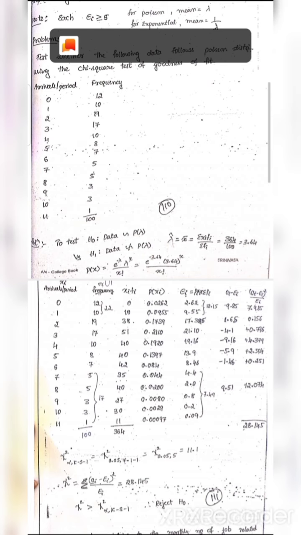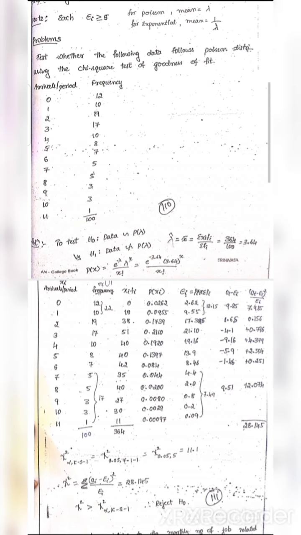So the first one you can see here, 0 into 12 is equal to how much? 0. 1 into 10 is nothing but 10, 2 into 19 is nothing but 38, 3 into 17 is nothing but 51, and so on. We have to calculate this, that is xi into fi, for the given data. They had given 12 data points, so I have to calculate till the 12th.